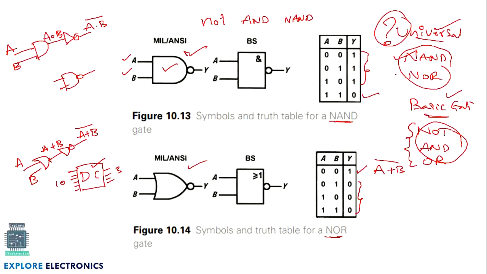Or we can use only NOR gates and construct the same digital circuit without using any other gate. That's why these 2 are called universal, and a combination of these 3 is required to construct any other circuit. That's why these 3 are called basic gates.